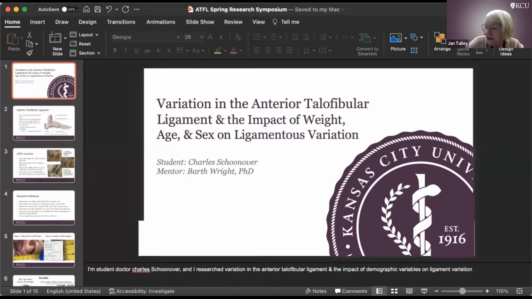Variation in the anterior tibiofibular ligament and the impact of weight, age, and sex on ligamentous variation. Am I saying that right? Yes. And let's see if I can. Okay.